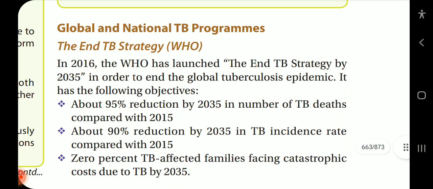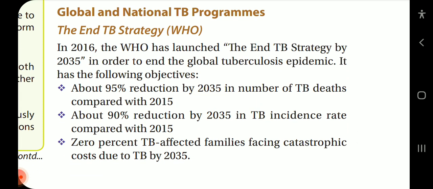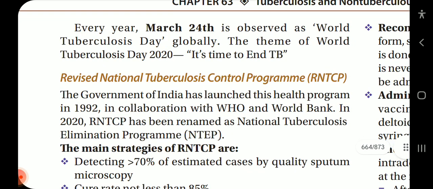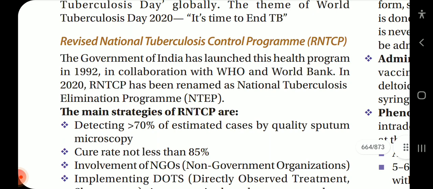Now, the global and national TB programs. The End TB strategy: in 2016, the WHO launched the End TB strategy by 2035 in order to end the global tuberculosis epidemic. It has the following objectives: about 95% reduction by 2035 in number of TB deaths compared with 2015, about 90% reduction by 2035 in TB incidence rate compared to 2015, and 0% TB-affected families facing catastrophic cost due to TB by 2035. Every year, March 24th is observed as World Tuberculosis Day globally. The theme of World Tuberculosis Day 2020 was "It's Time to End TB."